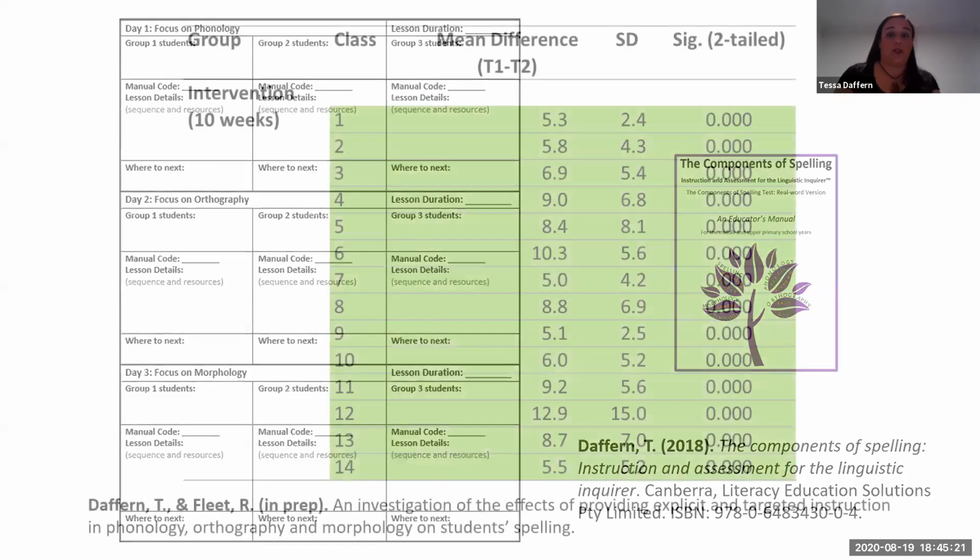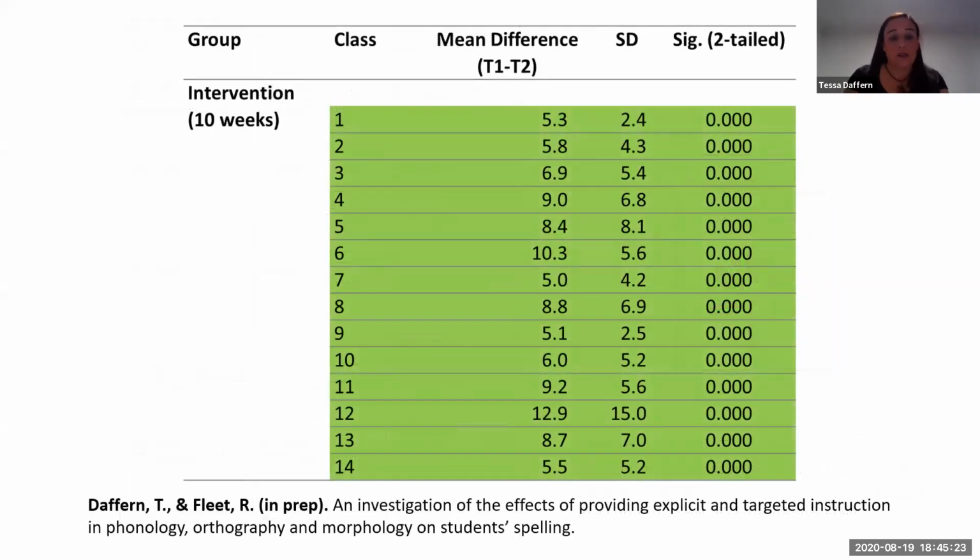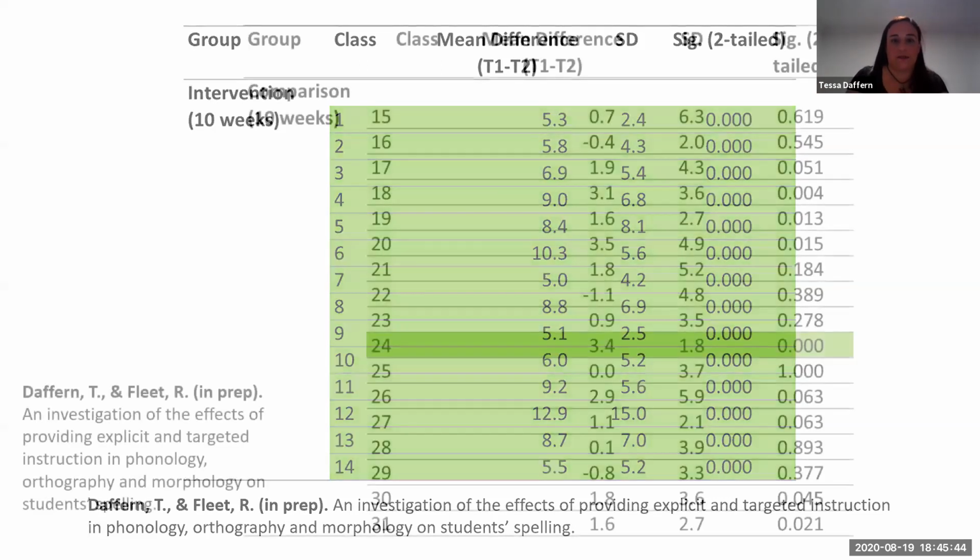Here's a little snapshot of what I found. In the intervention group, there were 14 classes, and in that 10-week period between time 1 and time 2, all classes made statistically significant gains, which is really exciting. And I was hoping that actually the comparison group classes would make gains as well. This is what I found.